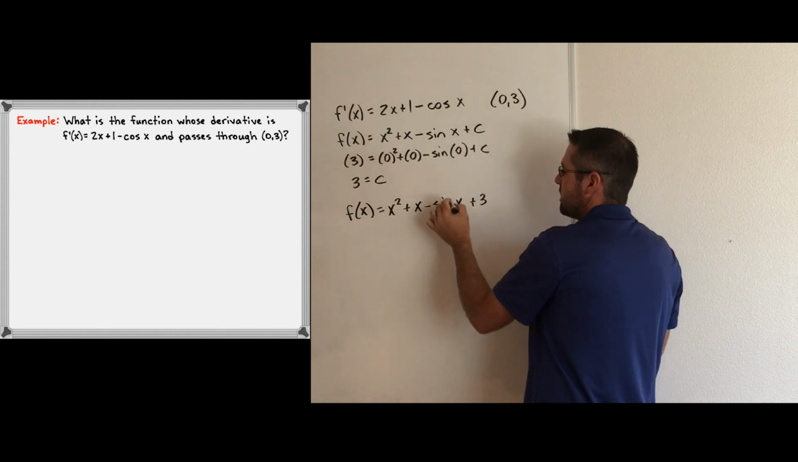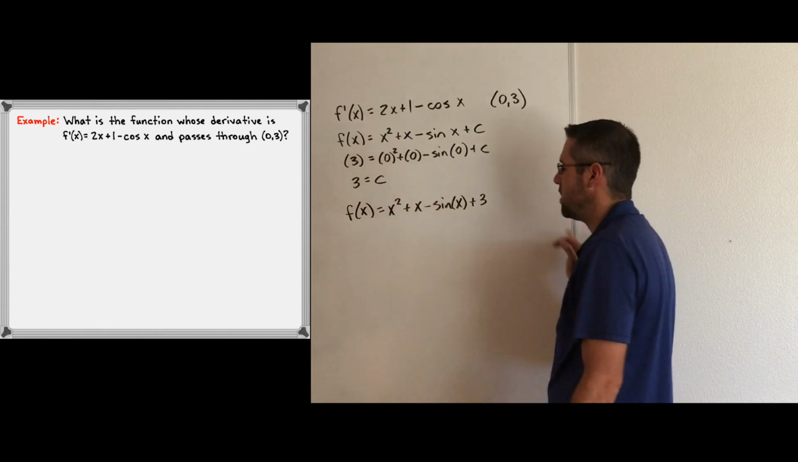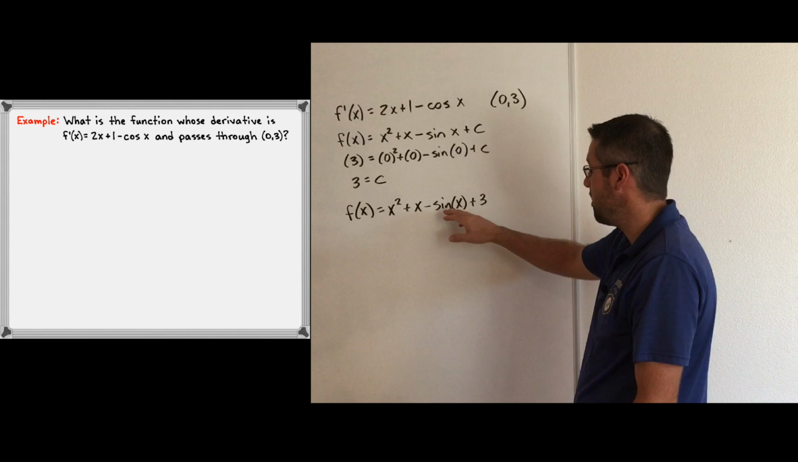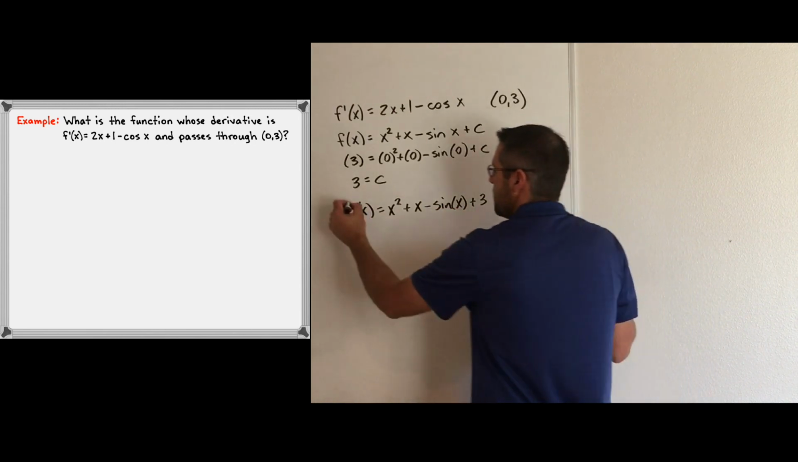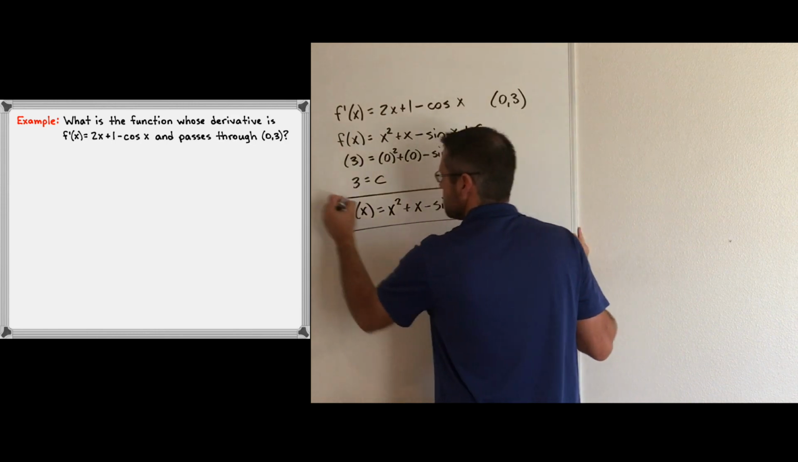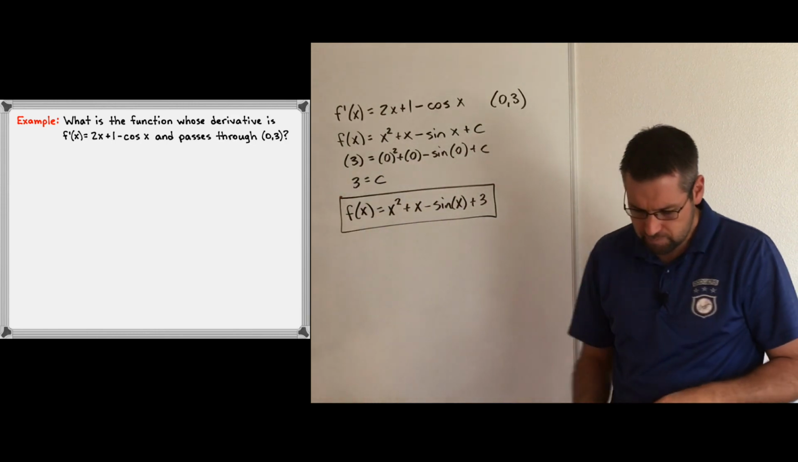And I'm going to do this. I'm going to put parentheses around the x here so I know I'm not going to make a mistake in terms of what I'm taking the sine of. I'm taking the sine of x, not the sine of x plus 3. So this is my final answer for that problem.